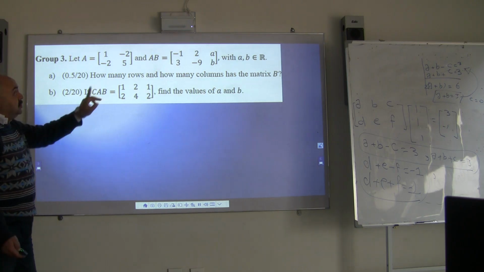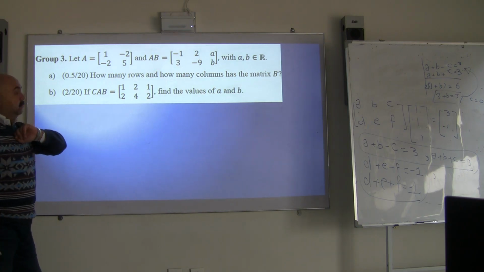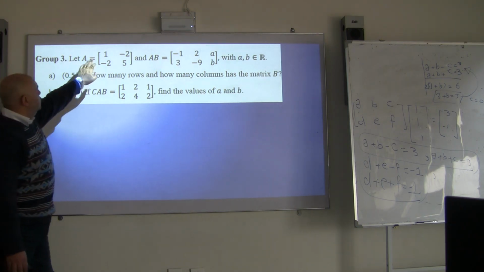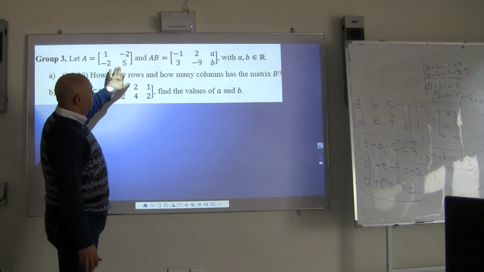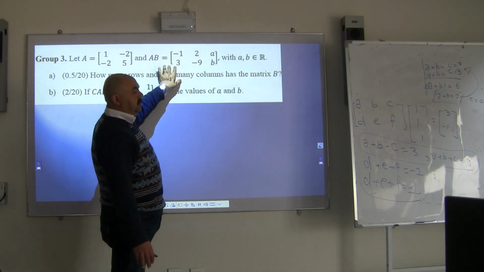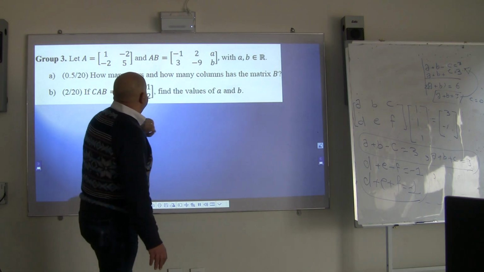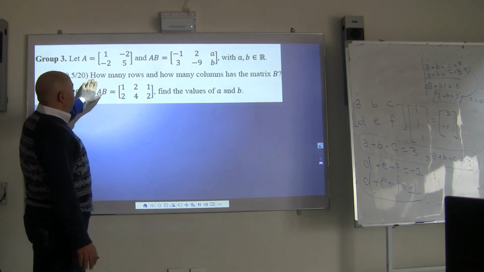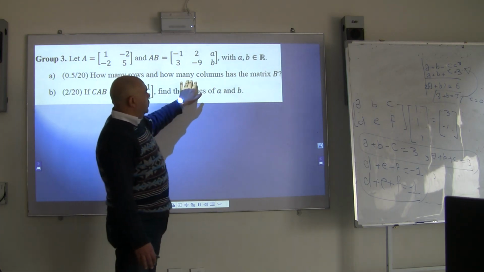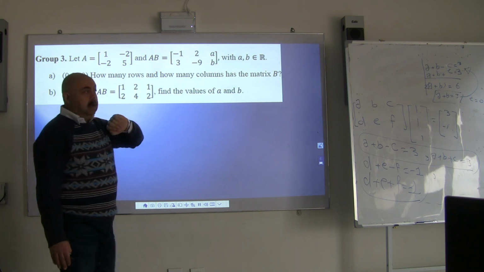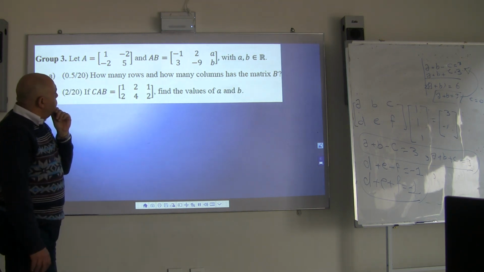Let A, this is really a very interesting question also. It's giving you A, which is 1, -2, -2, and 5. And this is A and B multiplied by each other. They give you the B matrix. He's asking you how many rows and how many columns the matrix B has. Okay, let's think about that.